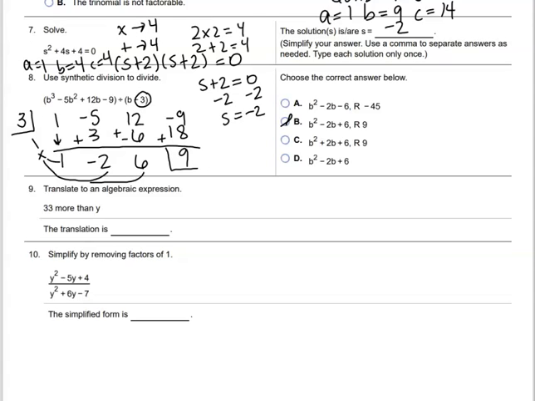Okay. Translate to an algebraic expression, 33 more than y. That's just going to be y plus 33.